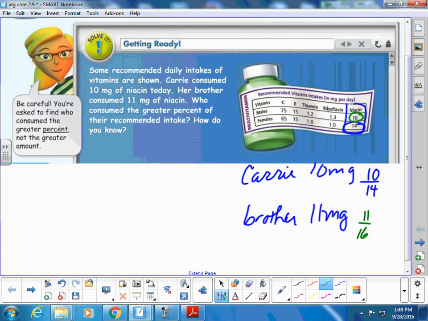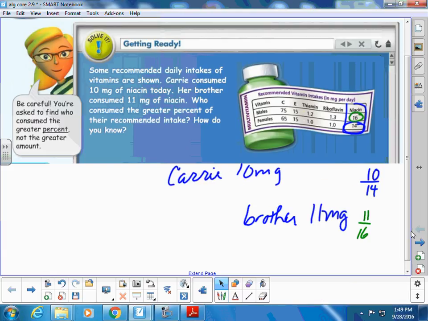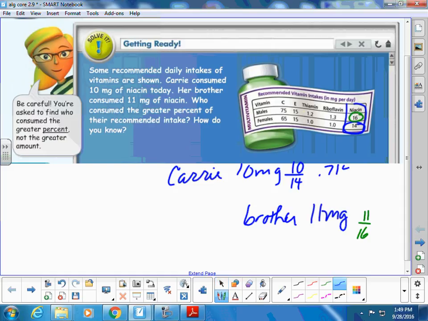So to find this recommended daily dose, 10 divided by 14. On my computer's calculator, that's 0.7142857... To switch that into what percent she consumed, we move this decimal over 2 points. So she consumed 71.4% of her daily intake.